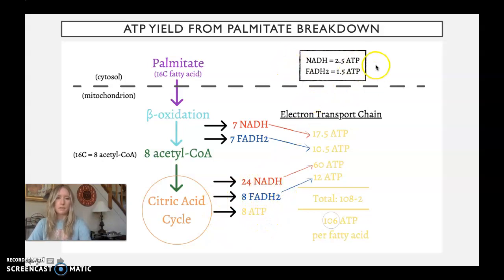We use the same conversion as earlier, and when we do all of the math, these are the numbers we get. We add up all of the yellows, plus the 8 ATPs that are produced, and we get a total of 108. 2 were used to start the reaction, and so we take off those 2, so we end up with 106 ATP per palmitate molecule of 16-carbon fatty acid.